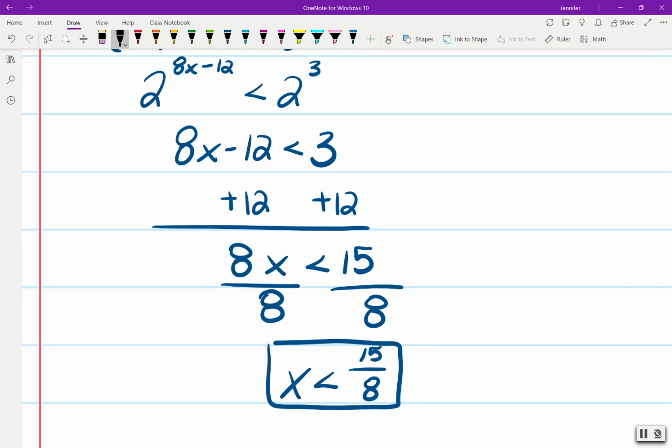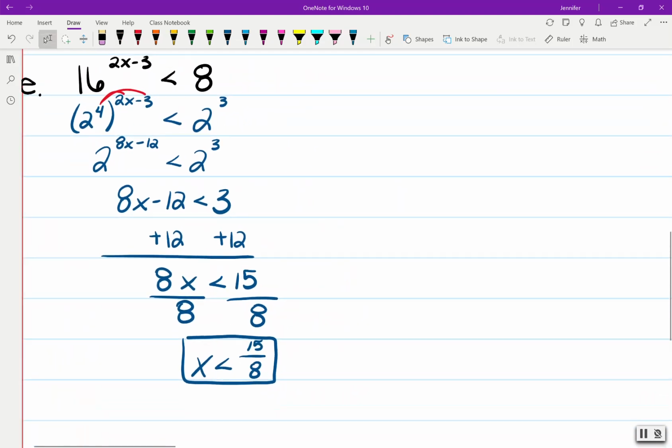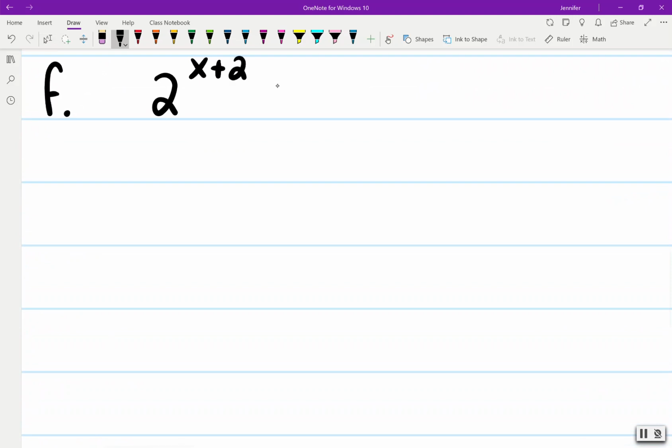All right, let's take a look at another one. We're going to do 2 more, and then we're going to end with a word problem. So we'll call this example F. In example F, we are given 2 to the power of x plus 2 is greater than 1 over 32.